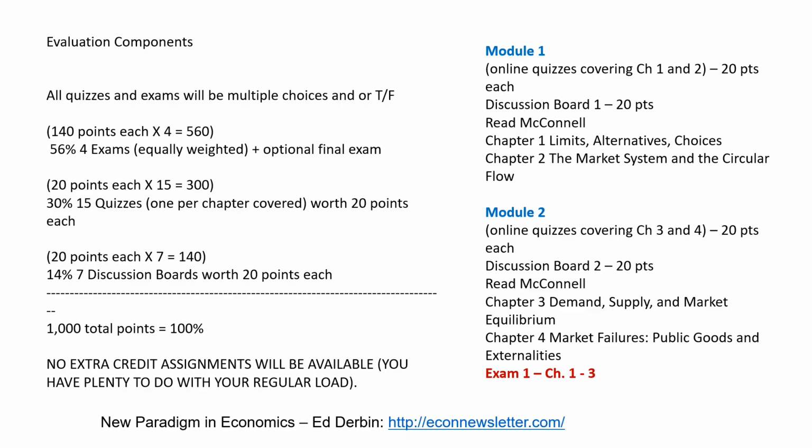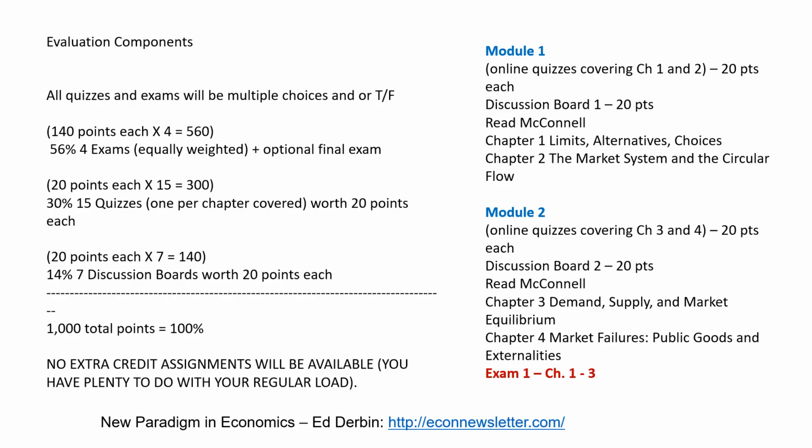And finally, the discussion boards, where we have 7 of them. I'm not going to kill you with discussion boards. Those are worth 20 points apiece, for a total of 140. The grand total is 1,000 points, and from that we arrive at the percentages. For example, if you score 1,000 points, that would be 100%. There are no extra credit assignments in the course. You have lots to do, trust me.